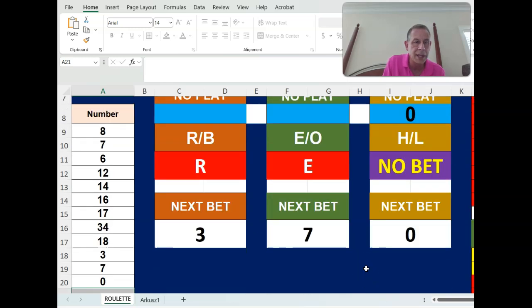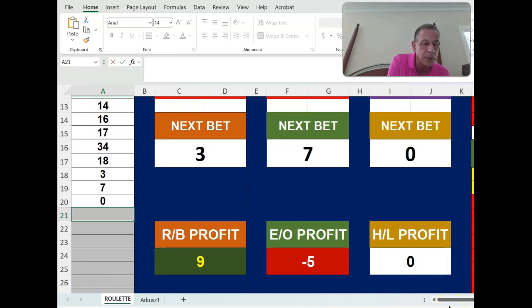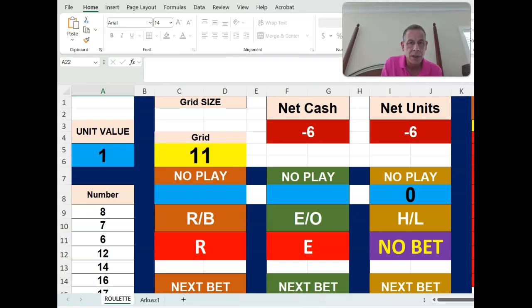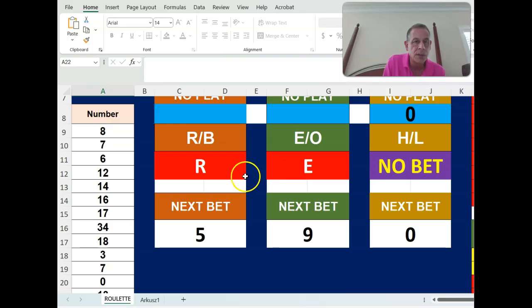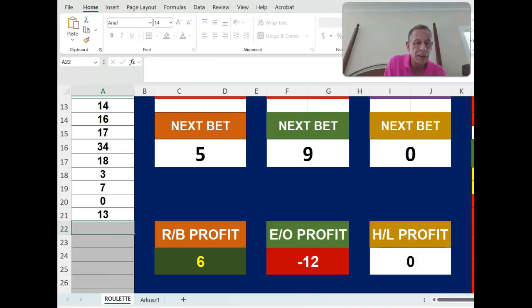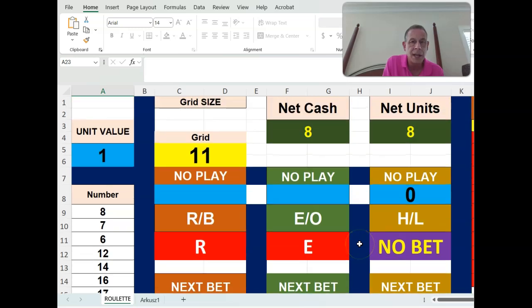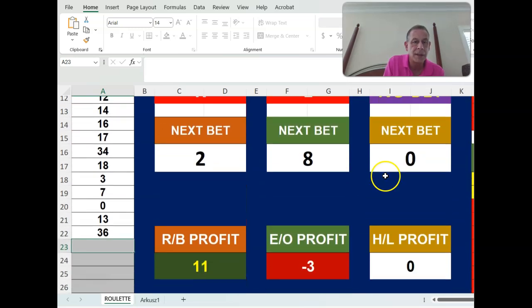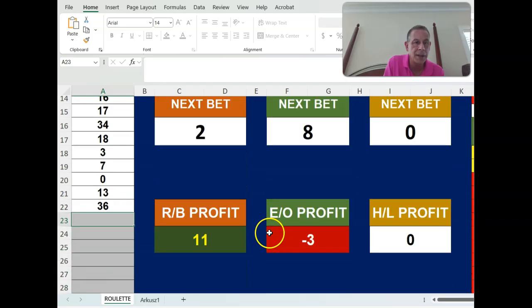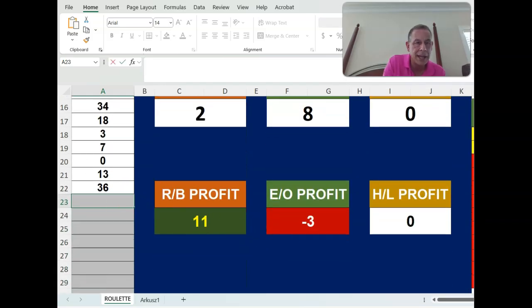So here we go, red and even. And our next number is a 13. And that's not red or even. So now we're at a -6, cumulative. We're still betting red and even. We're at 5 units and 9 units now. And we get 36. Our next bet is 2 units on red still. 8 is on even. And we are back to 8 unit profit. Right? 8 unit profit. We get an 8.